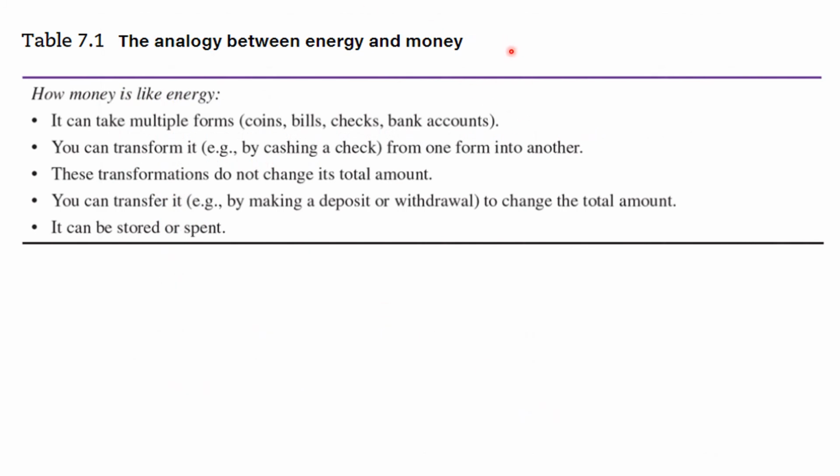Now, there is an analogy between energy and money. And how is money like energy? Well, it can take multiple forms, just like money can have different forms. You can transform it from one form to another. These transformations do not change its total amount. You can transfer it to change the total amount. It can be stored or it can be spent, just like money.